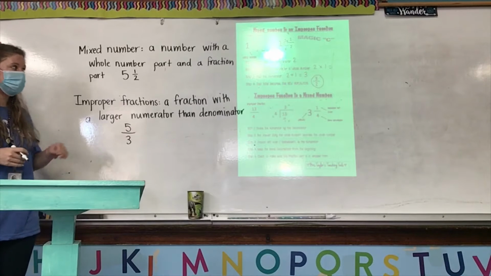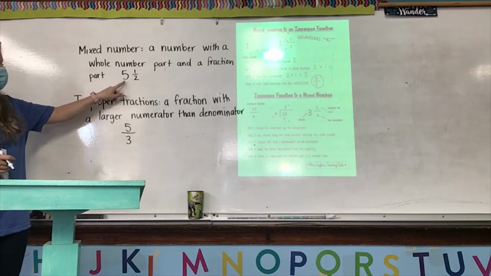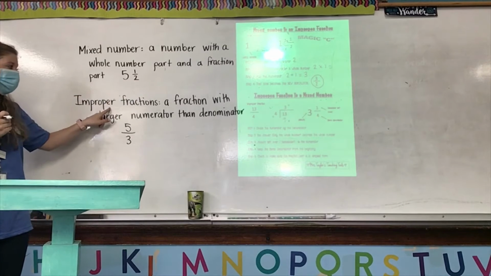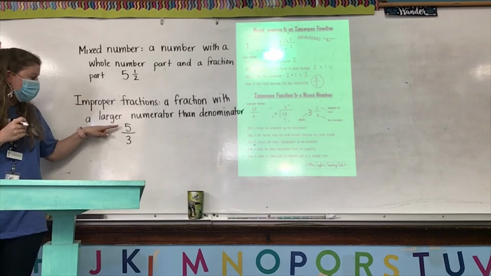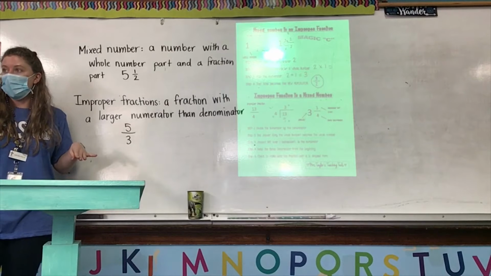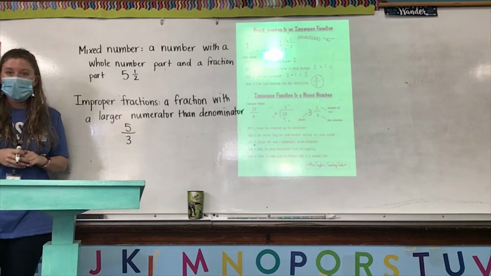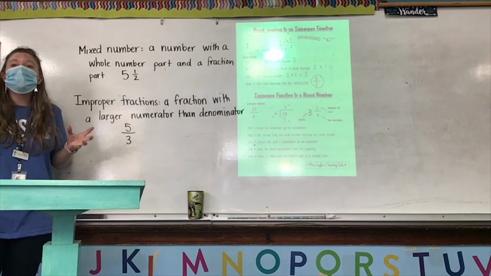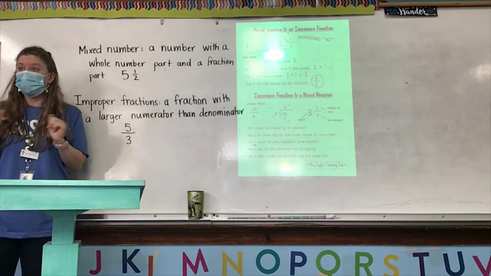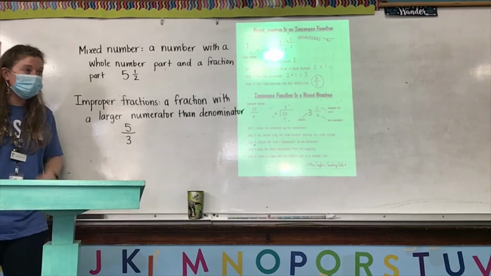So does everybody understand the difference between mixed numbers and improper fractions? Mixed numbers have a whole number part and a proper fraction part. Improper fractions are fractions with a larger numerator than denominator. They have no whole number part. They just have a larger numerator and a smaller denominator. Now, when we do fractions, we cannot leave an improper fraction that way. We can't. It's improper. Improper is a synonym for incorrect.